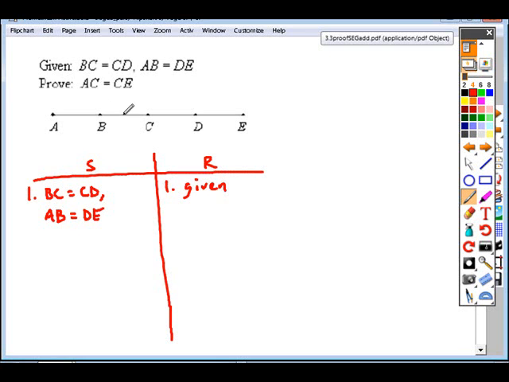So if you know that BC is equal to CD, and AB, I'll use a different color for that, is equal to DE. Okay, so once you identify your givens, the next step, as far as being consistent with the approach that I would encourage you to use, is interpret your givens.